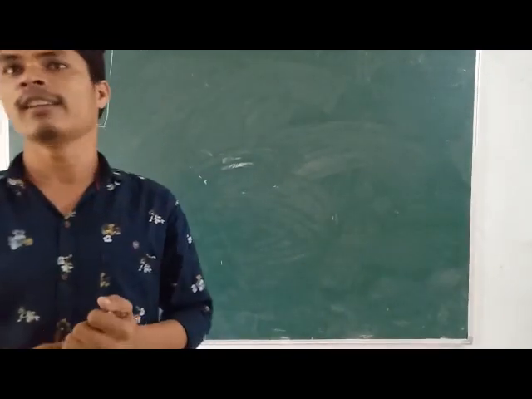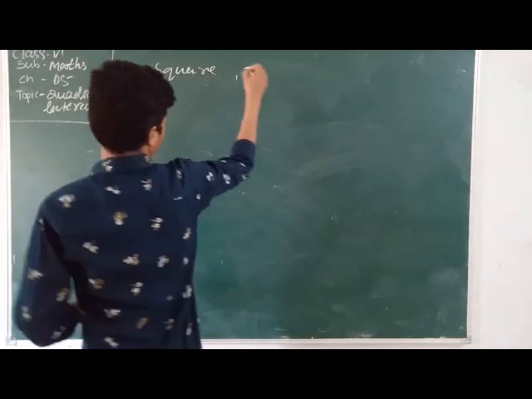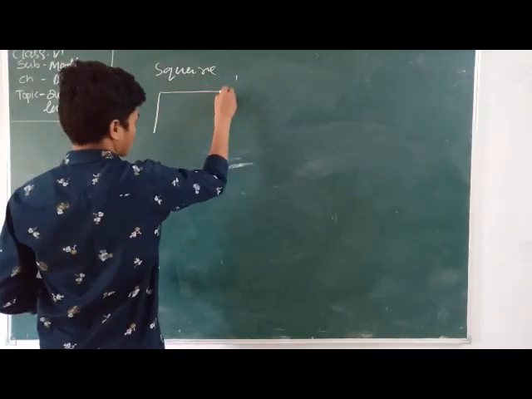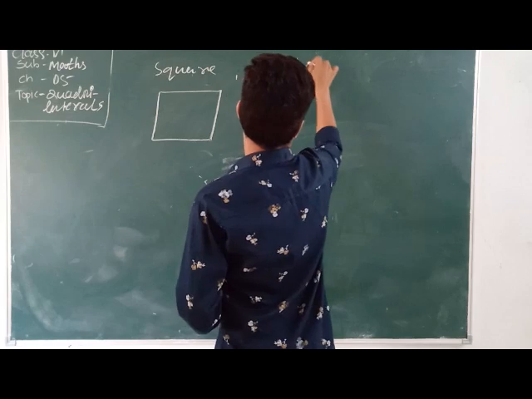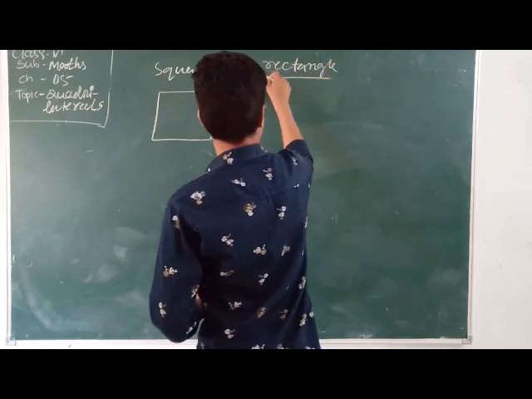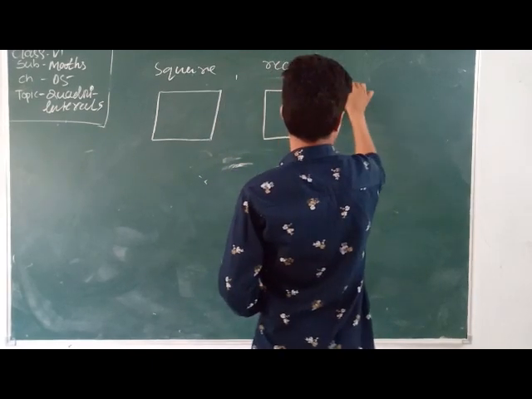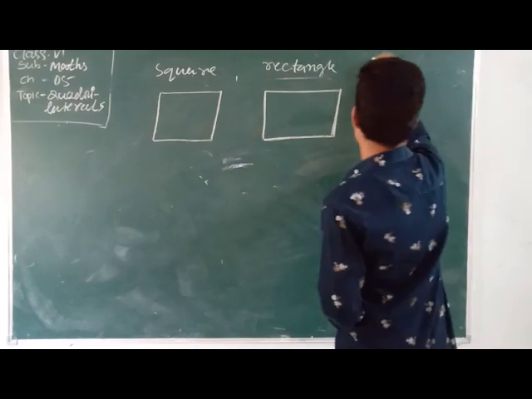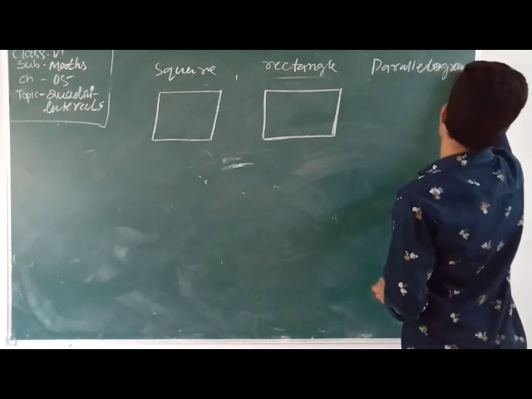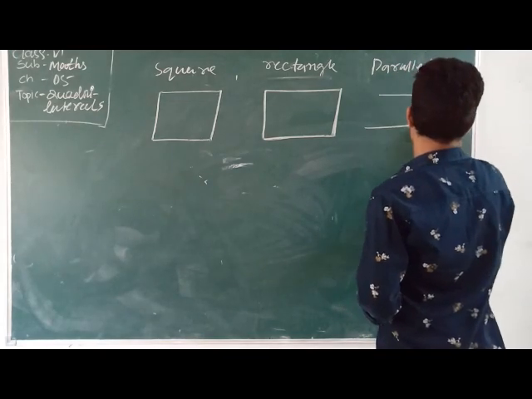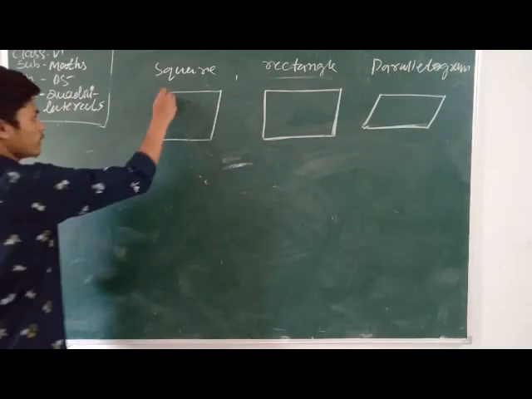Already you know the different kinds of quadrilaterals. First we discuss the square, then the rectangle, then the parallelogram. This square, you know already.